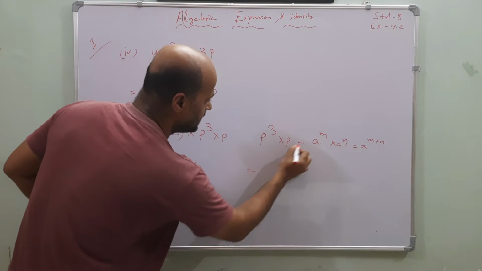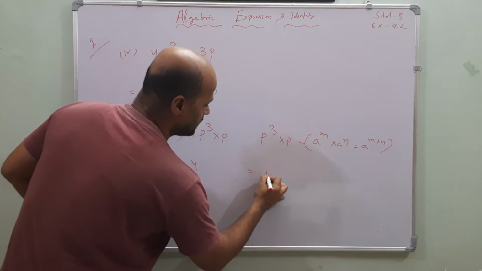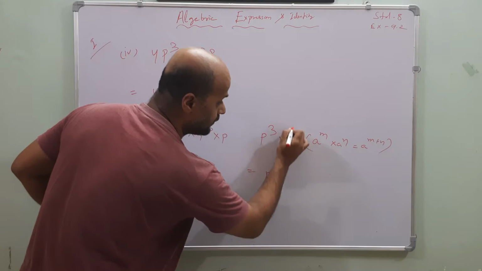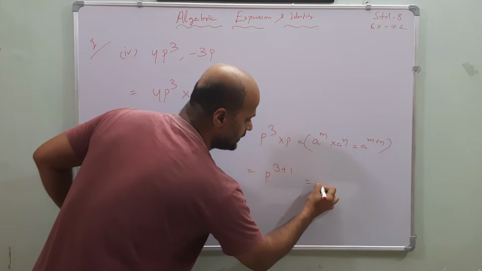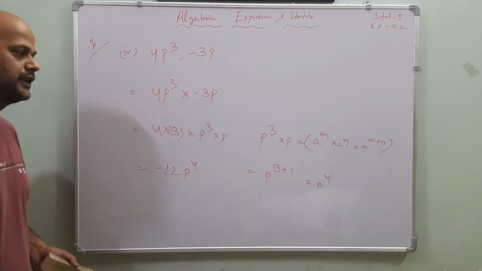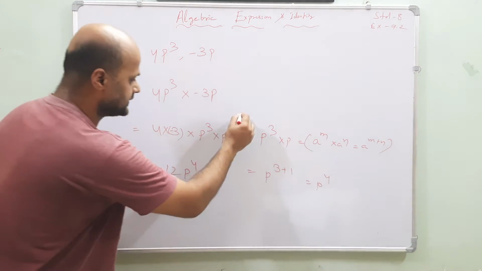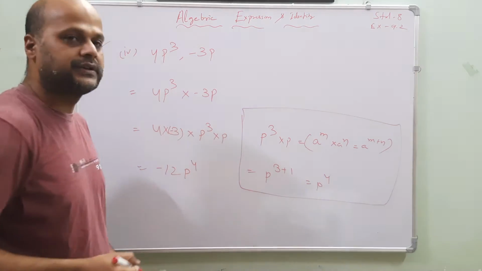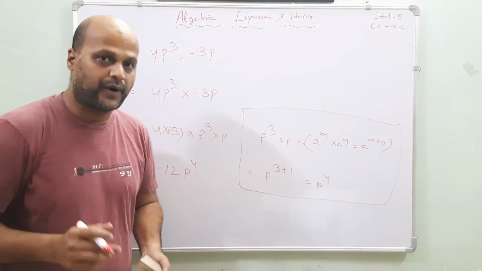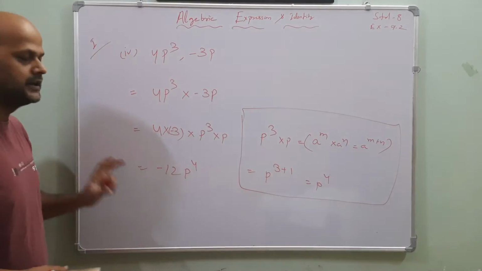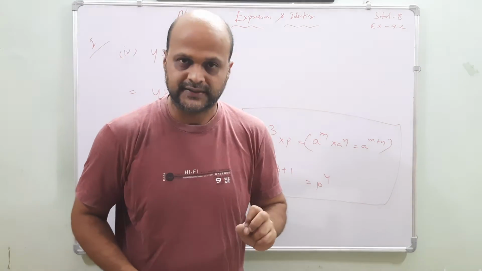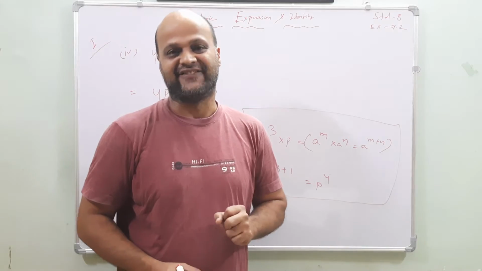So according to that, what is the answer? It will be P power of 3 plus P power of nothing, which means 1, so P power of 4. Like this manner, you have to solve it, my dear friends. This is the process you have to solve by using exponents and powers. Like this, you have to solve the product between two monomials. Understood, my dear friends? Okay, very good.